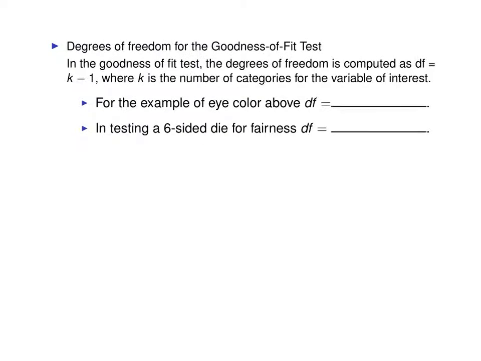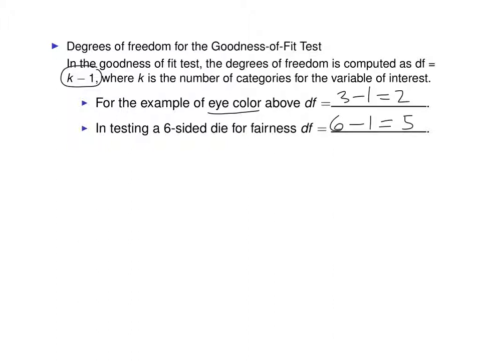Next, you have to know how to find the degrees of freedom for the goodness of fit test. The degrees of freedom is always calculated as k minus 1, where k is the number of categories for the variable of interest. For the example of eye color, we had 3 categories of interest, so the degrees of freedom is 3 minus 1, or 2. For the 6-sided die, the degrees of freedom is 6 minus 1, or 5.